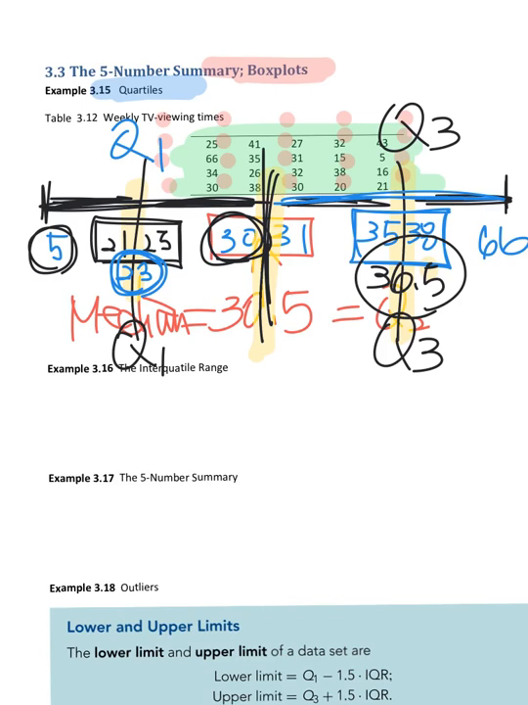Basically, at the beginning, we had 20 cases. We split them into 4 parts by 3 quartiles. The first quartile is 23. It's between 21 and 25. And the median, the second quartile, is between 30 and 31, which was 30.5. And the third quartile is between 35 and 38. It was 36.5.